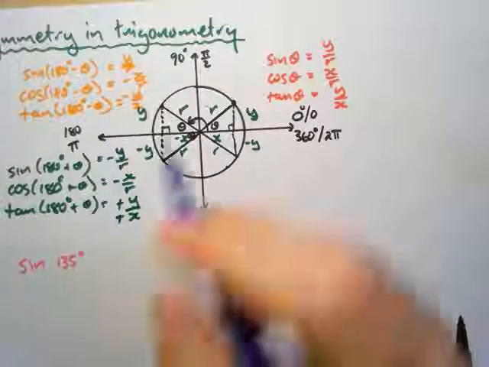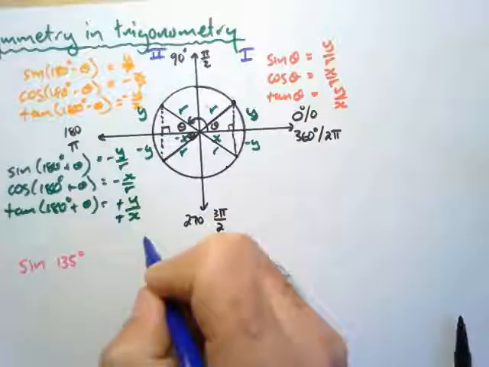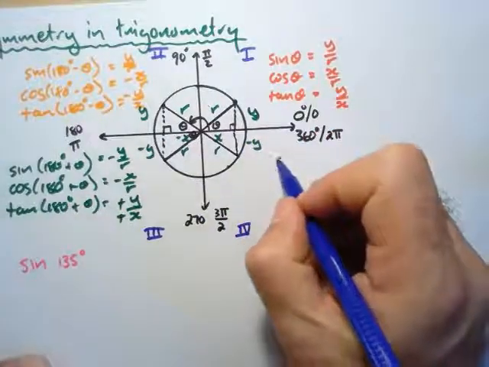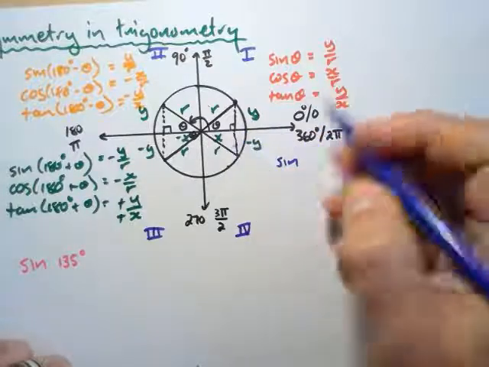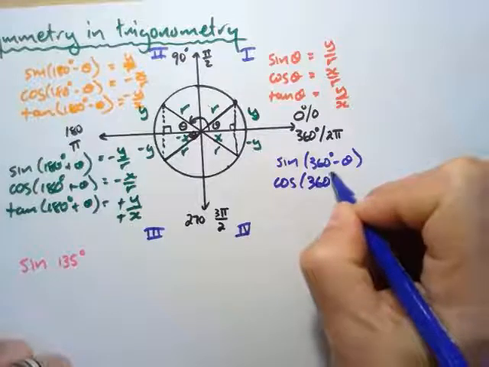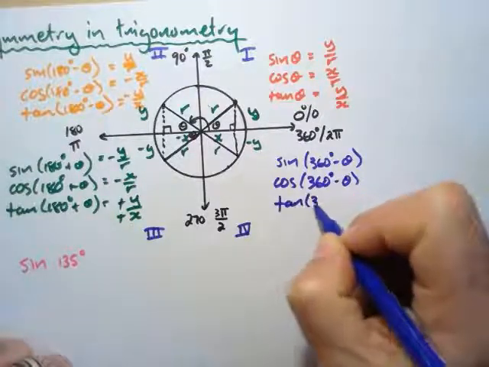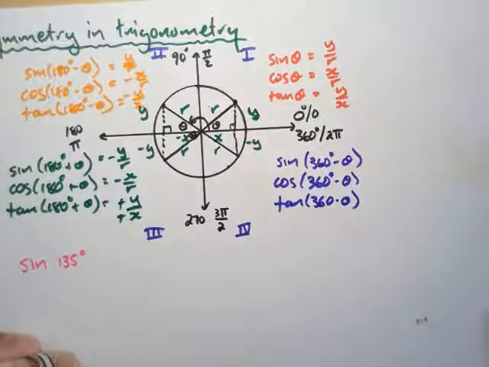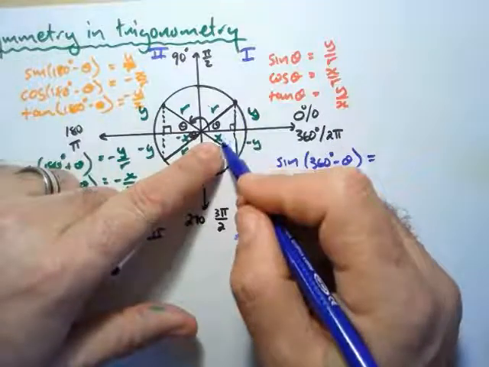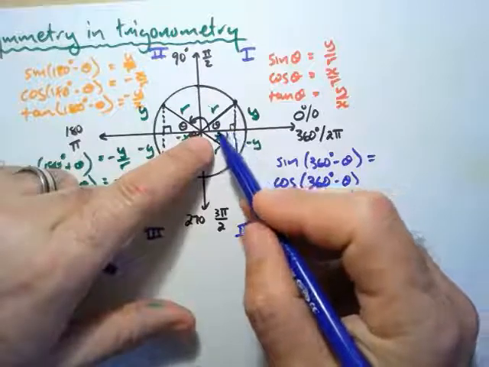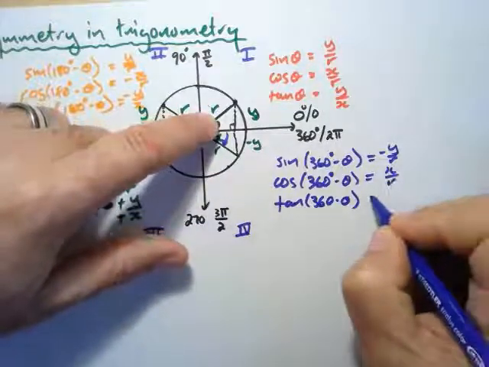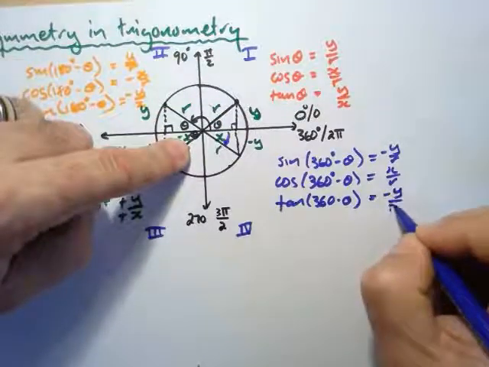In the last quadrant. Now remember, we call this quadrant 1, quadrant 2, quadrant 3, and quadrant 4. In the fourth quadrant, to explain this, we're going to say this is 360 degrees minus theta. So if I say sine of 360 degrees minus theta, cos of 360 degrees minus theta, and tan of 360 degrees minus theta, what we're looking at is that the sine of this angle here is opposite over hypotenuse, so minus y over r. The cos will be x over r, and the tan will be minus y over x.